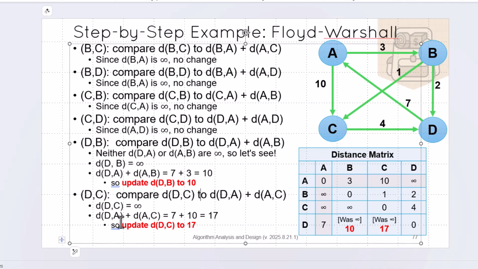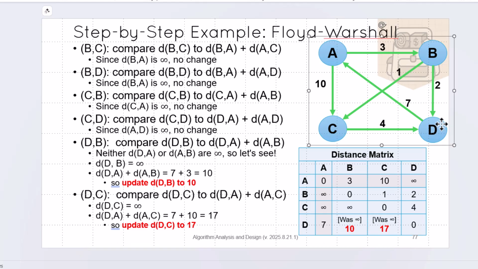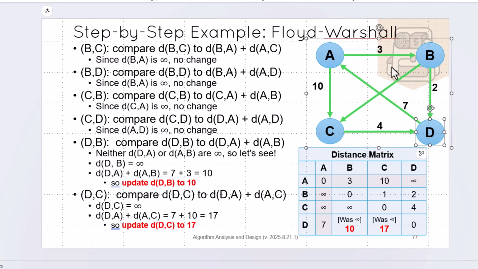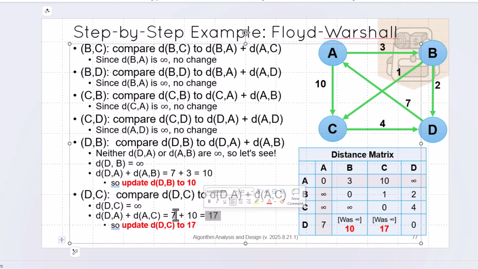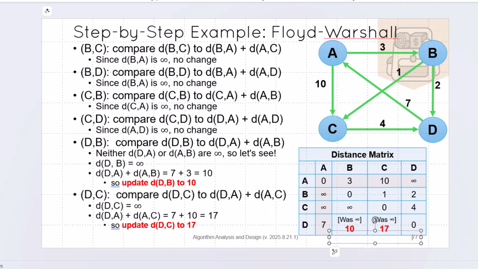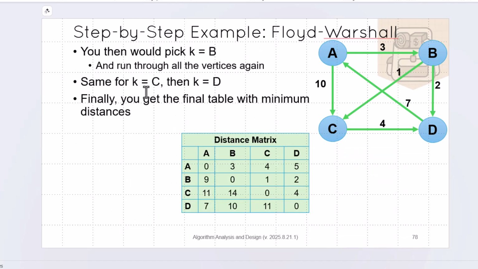So we consider the distance of DA. Going D to A is 7, and then from A to C is 10, and that's 17. That's way better than infinity, so we update that to 17. Now, you would then pick k equals B and run it through the vertices again.